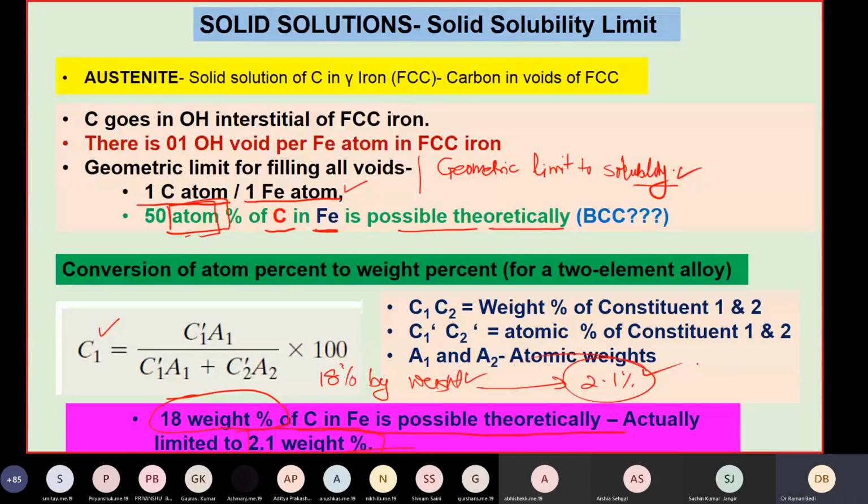So that means theoretically it may be possible to have 18 weight percent solid solubility of carbon in gamma iron, but we already know that although the octahedral sites are larger, they are still not as large as the carbon atom. So they will put a lot of distortion in the lattice, and that is one of the reasons why the solubility limit is quite less. It is just nearly 2% or 2.1%. So this is one understanding which we need to keep in mind regarding solid solutions.